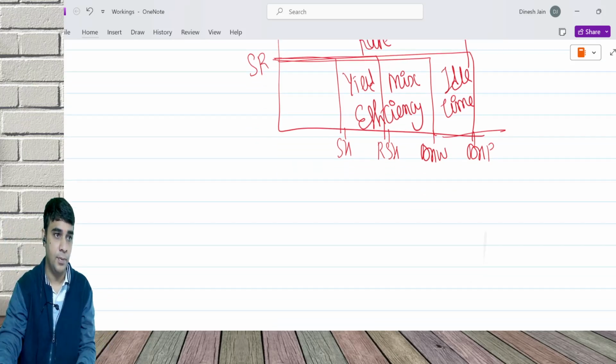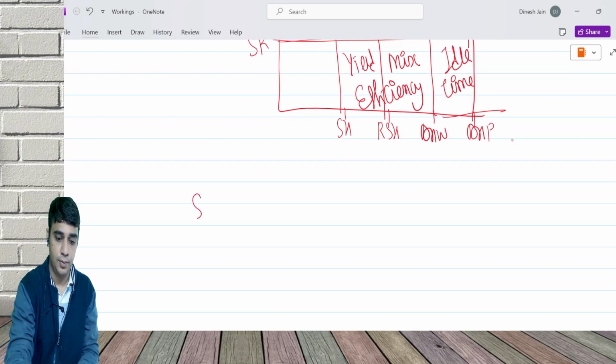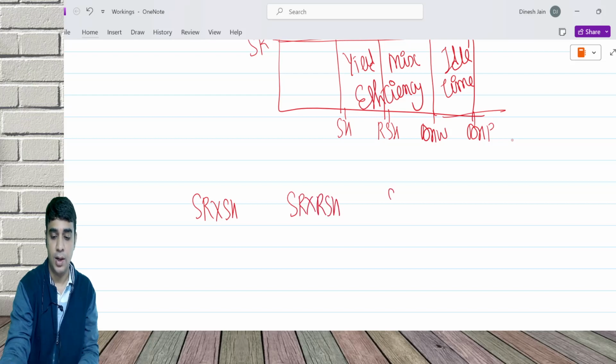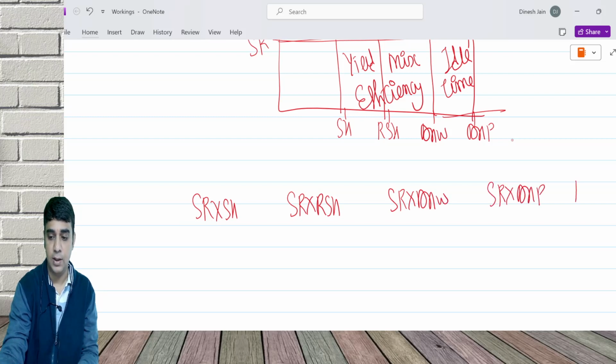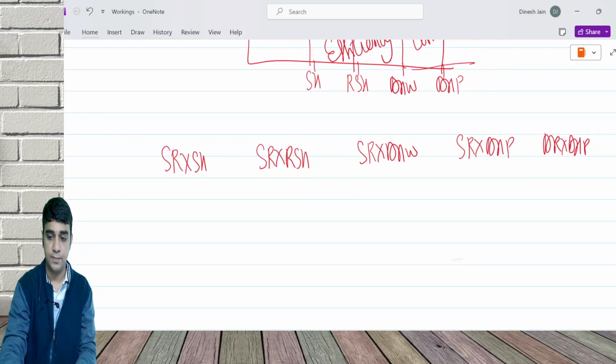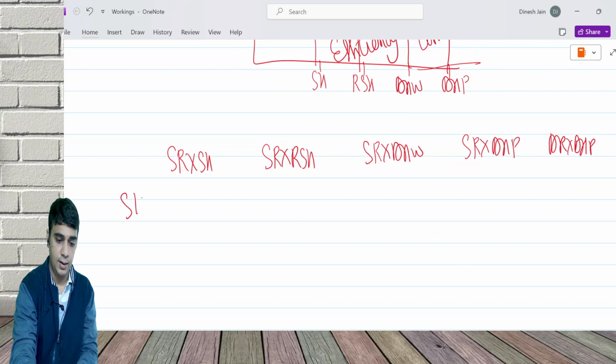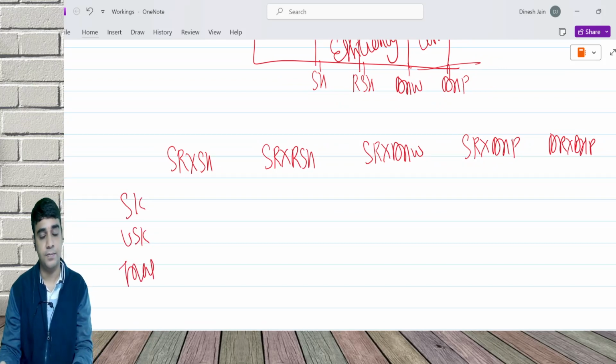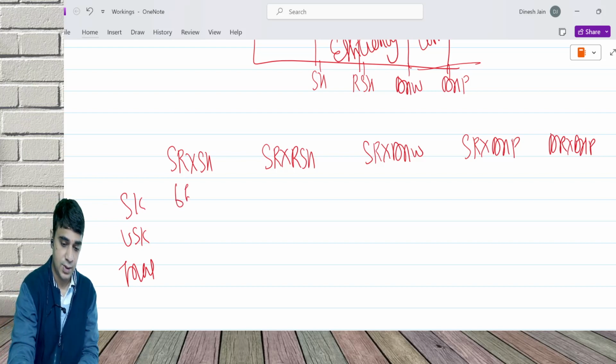We start. All right. SR into SH, SR into RSH, SR into HW, SR into HP, AR into AHP. What are the two categories of workers? Skilled and unskilled. Standard rate 65 and 55 at 4 places.